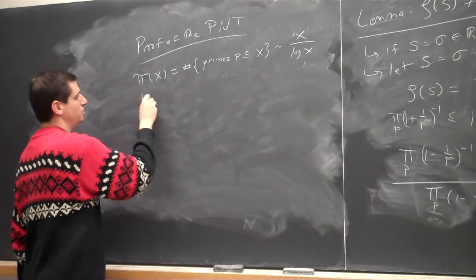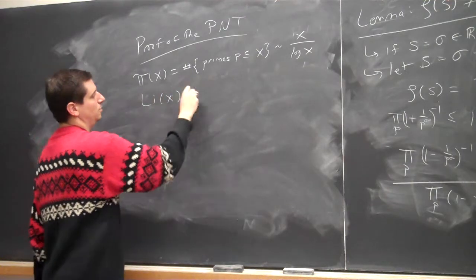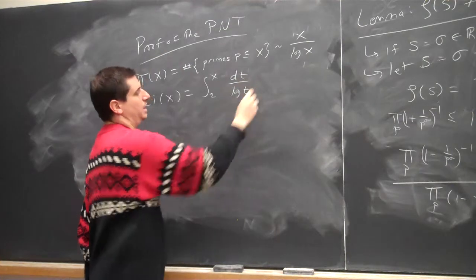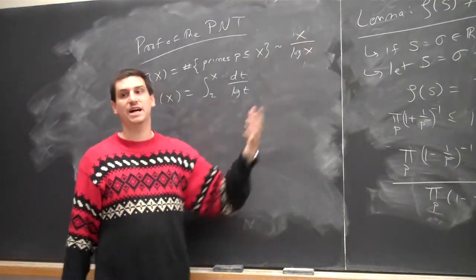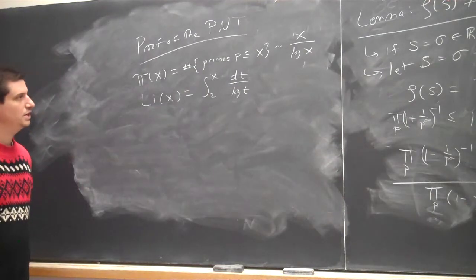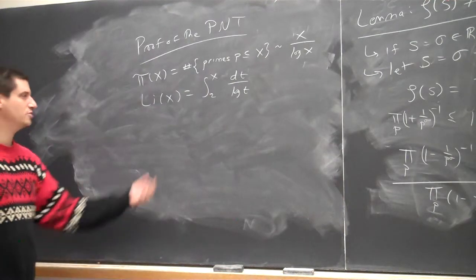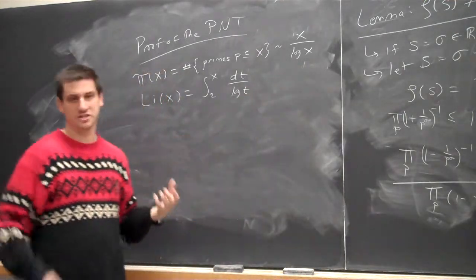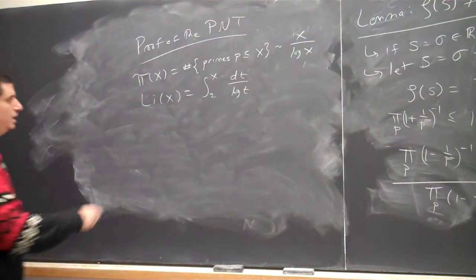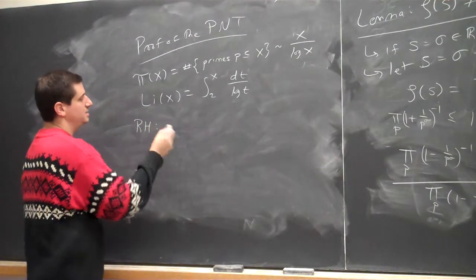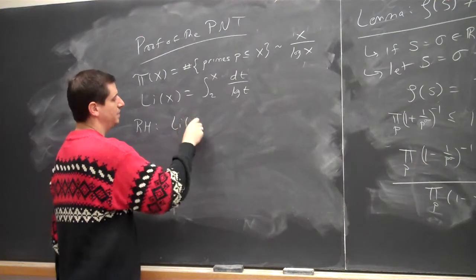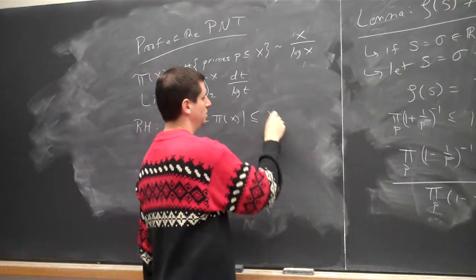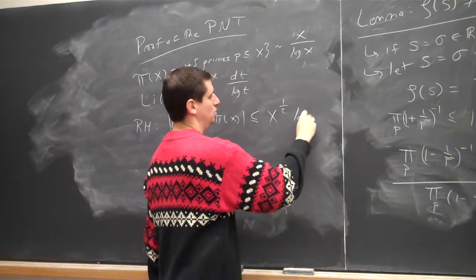A better estimate is actually the logarithmic integral, which is the integral from 2 to x of dt over log t. And the first term in the expansion of that is actually x over log x. One of the suggested problems is to actually just calculate a few terms of this approximation. This does a little bit better job than x over log x. It just picks up some of the error terms. The Riemann hypothesis is essentially equivalent to Li of x minus pi of x being less than or equal to x to the 1/2 log squared of x.